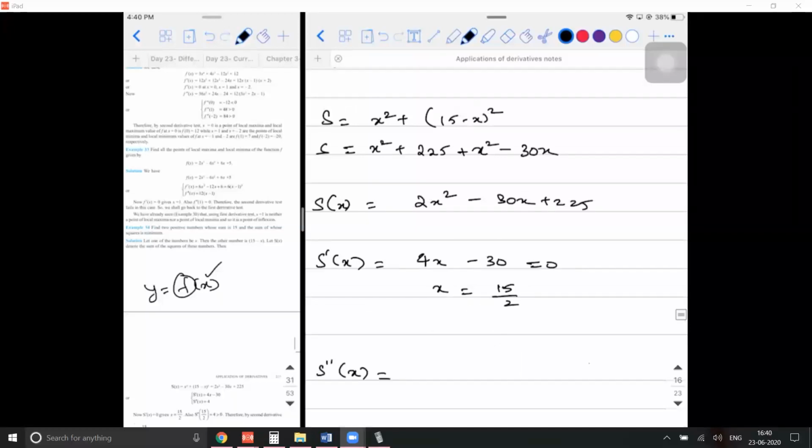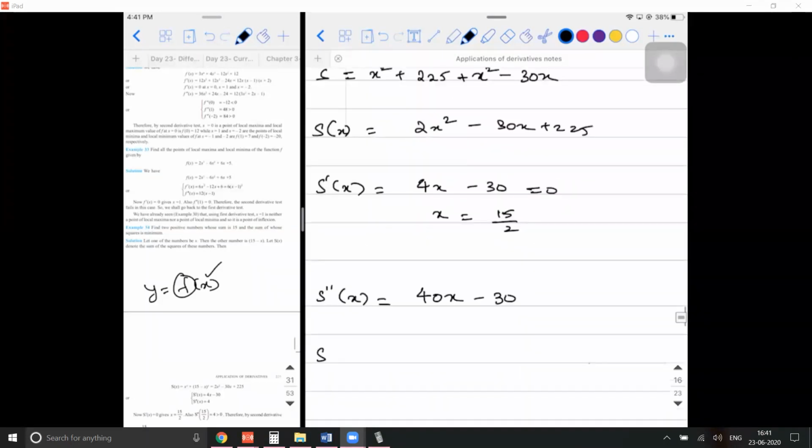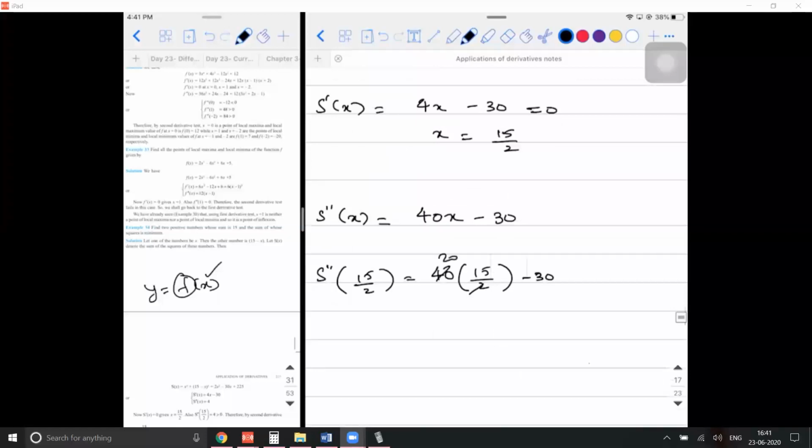What does s double dash of x tell me? That is 4x minus 30. Now what is s double dash of 15 by 2? That is 4 into 15 by 2 minus 30. So how much is it? 20... so 30 minus 30. It is positive. So positive means it is a point of minimum. In the question, are they asking you the point of minimum or maximum?